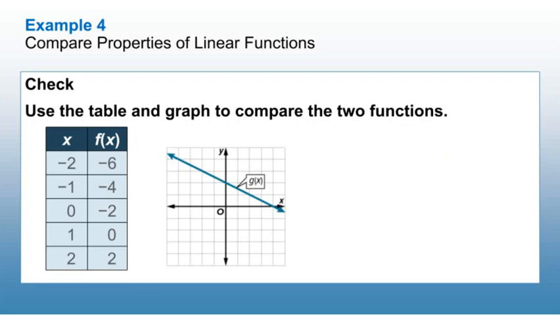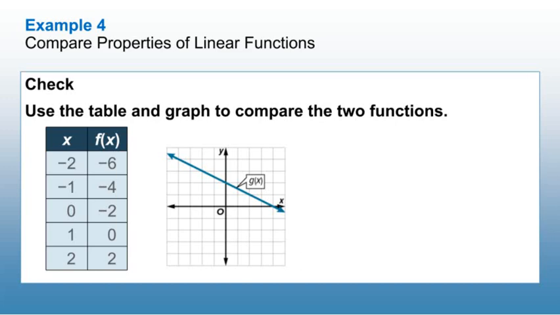Next, example 4, compare the properties of linear functions. So it says use the table and the graph to compare the two functions. So these are two separate functions, but the data is shown in a little bit different way, one in a table and one as a graph, and we want to compare the two functions, and we're going to use the key features to do that.